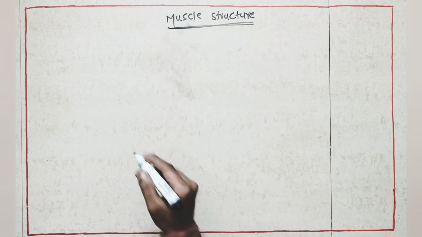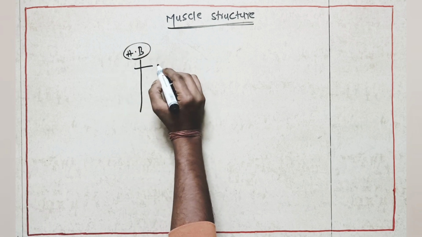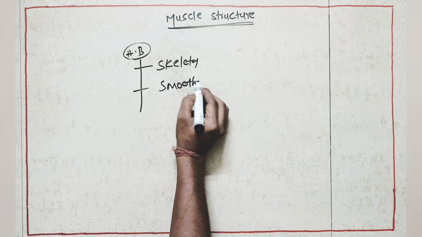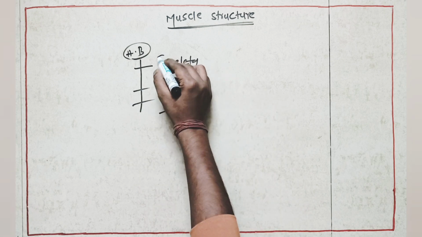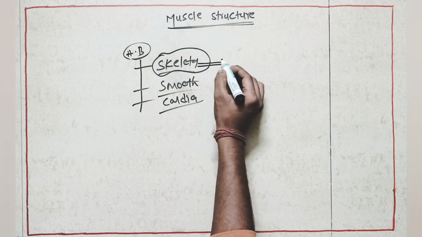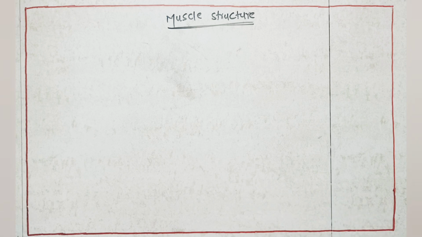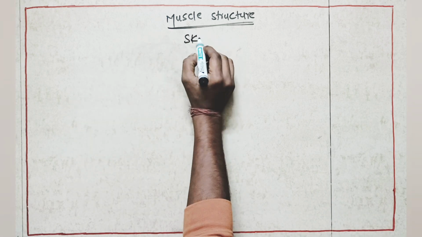Muscle structure. In the human body, we have first skeletal muscle, then smooth muscle, then cardiac muscle. These are the three types of muscles we have. What we are going to discuss in this chapter is all about skeletal muscle. Okay, skeletal muscle. So now we'll see skeletal muscle.